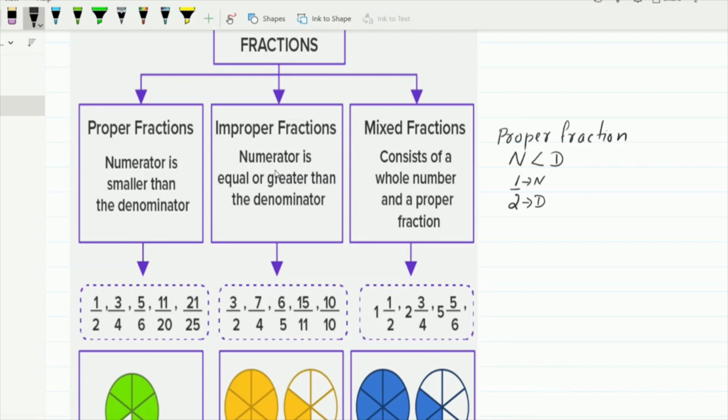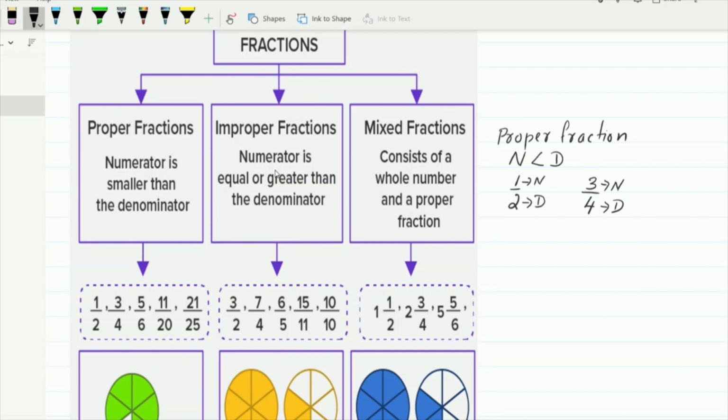It's correct. Now 3 by 4. The second fraction given is 3 by 4. The numerator is 3 and denominator is 4. Therefore 3 is less than 4, etc. Now different fractions are given. After getting a fraction, to check which type of fraction it comes under, you have to check. First definition is what? Numerator is less than the denominator, then those fractions are proper fractions.